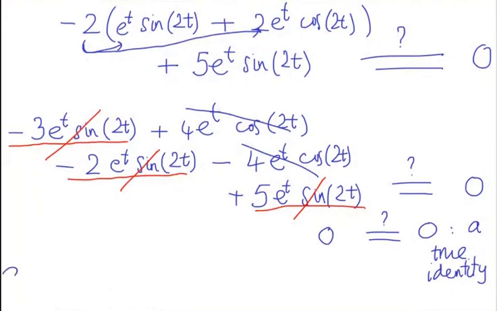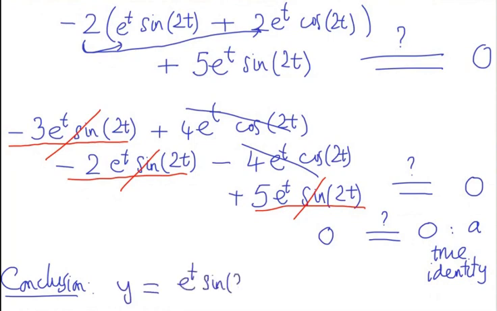So we need to write down the conclusion. y equal to e to the t sine 2t is a solution to the given equation.